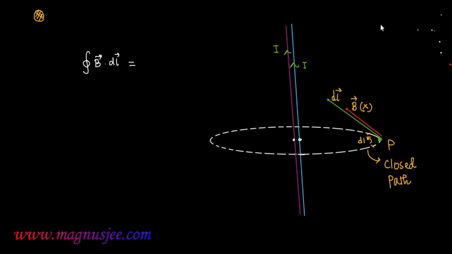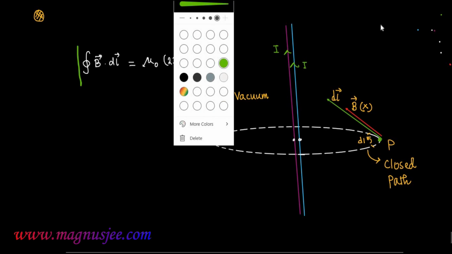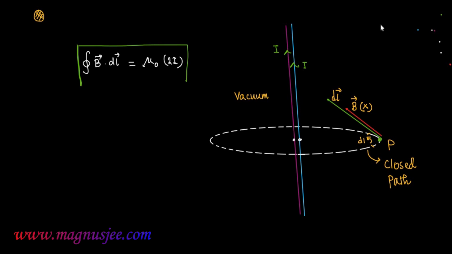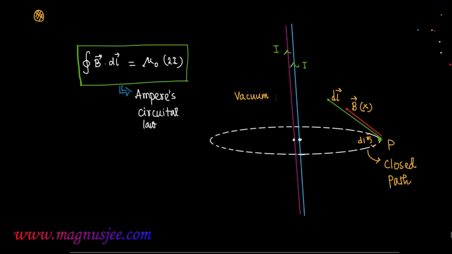In this case, closed integration vector B dot dl will be equal to mu0 times, where the surrounding medium is vacuum, 2I, because there are two currents threading through the circular closed path. So this is also a mathematical expression of Ampere Circuital Law, in which two currents I plus I, that means 2I, is the current threading through the closed circular path.